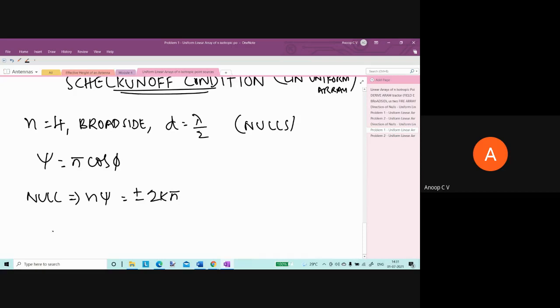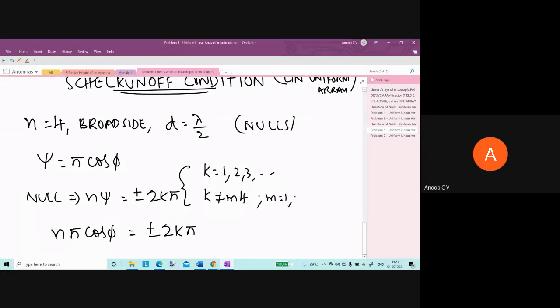So I can write n into pi cos phi is equal to plus or minus 2k times pi, right? But here the constraint is there, k equal to 1, 2, 3, etc. But k is not equal to what? M times 4, where m is equal to 1, 2, so k cannot be multiples of 4. So this is the case.